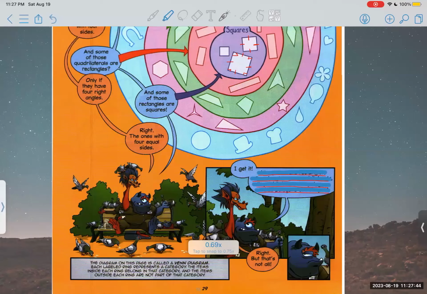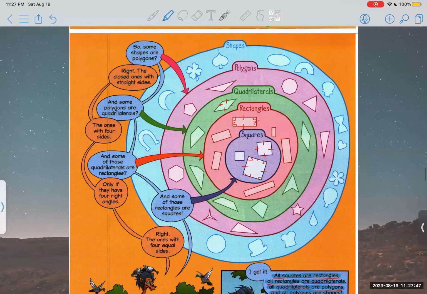So if we come back to this diagram, we'll see that inside each ring belongs in that category, and the items outside each ring are not part of that category. So we can see that the squares are inside the rectangles, which means squares are part of rectangles. But outside of rectangles, we see this parallelogram, this triangle and this circle. They're not part of the rectangles. They don't belong to that category.